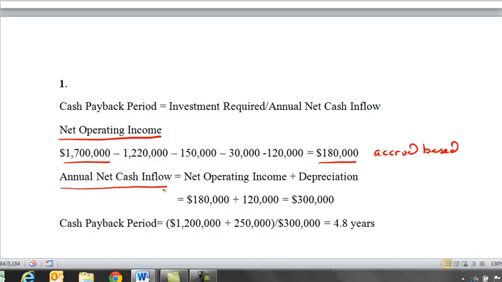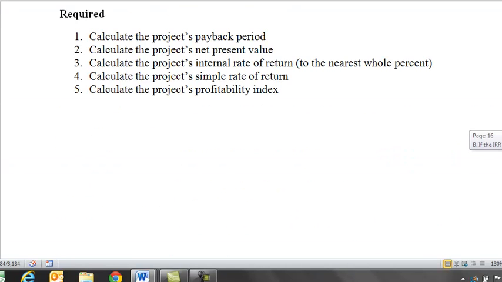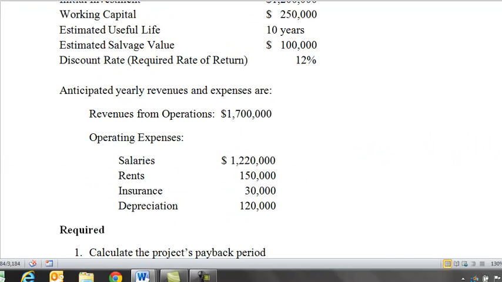We want the annual net cash inflow. So that's going to take our net operating income of $180,000, and we have to add back all non-cash expenses. And so if we go back to the information and look at our expenses, salaries, rents, and insurance are all cash expenses. The only non-cash one is going to be depreciation. In this problem, we're assuming that all expenses are paid for as they're incurred.